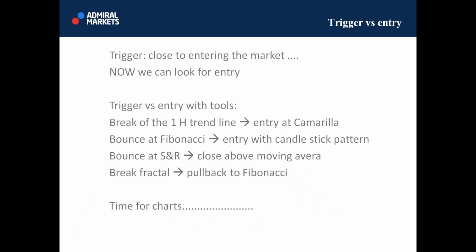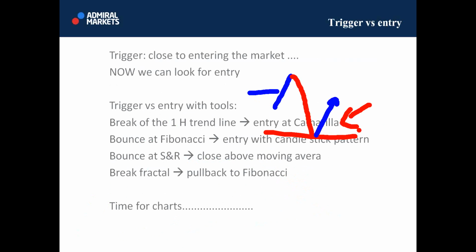Let's say we have a daily high that was broken. That could be the trigger, but it doesn't have to be the entry. We could wait for the pullback to the 50 fib, and that could be the entry. Or not even the 50 fib could be the entry. We could wait for some candlestick pattern at the 50 fib. That's the difference.